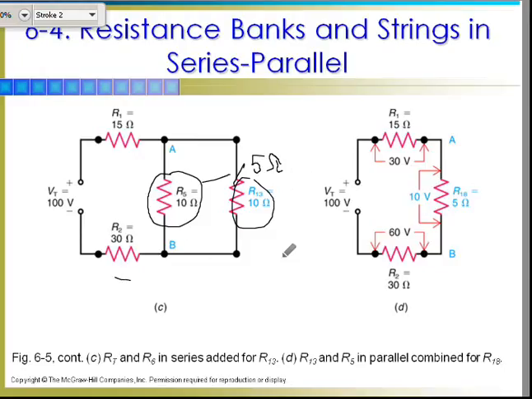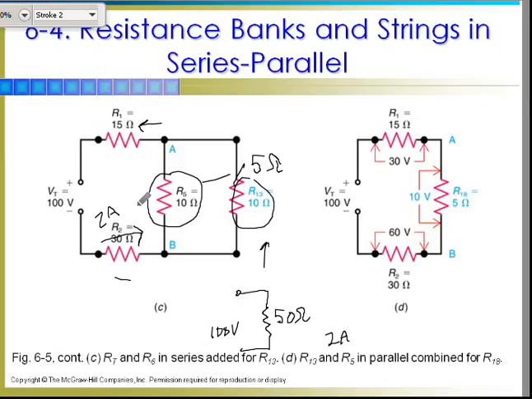So now I've got a 30 ohm, a 5 ohm, and a 15 ohm. 30 ohm, 5 ohm, and 15 ohm. That's going to give me 50 ohms. So in the simplest terms, I've got a 50 ohm resistor. So 100 volts over 50 ohms, I've got 2 amps of current flowing here.